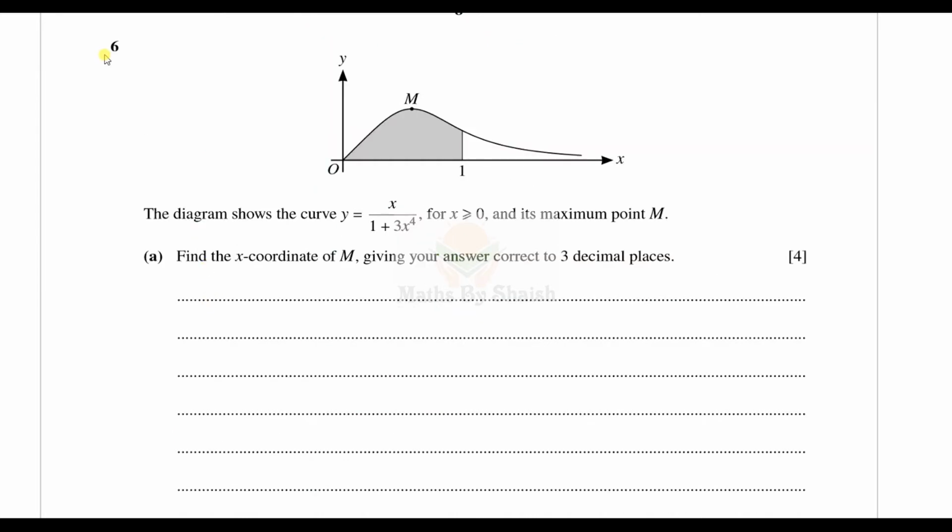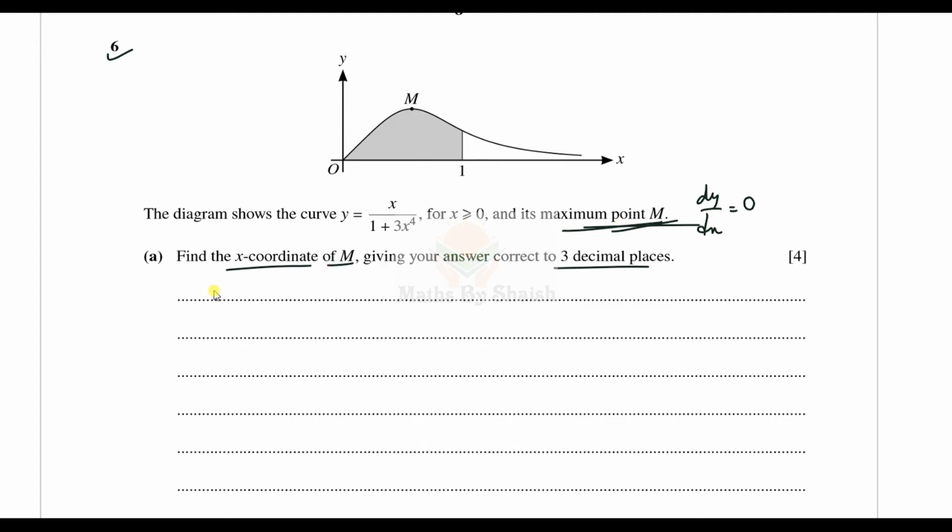In question number 6, the diagram shows the curve y equal to x over 1 plus 3x to the power 4, for x greater than or equal to 0, and its maximum point is M. Find the x coordinate of M, giving your answer correct to 3 decimal places. We know that at the maximum point the gradient dy over dx is 0, because the tangent at the maximum point is parallel to the x-axis. So we'll find dy over dx from here and then make it equal to 0 to find the x coordinate.